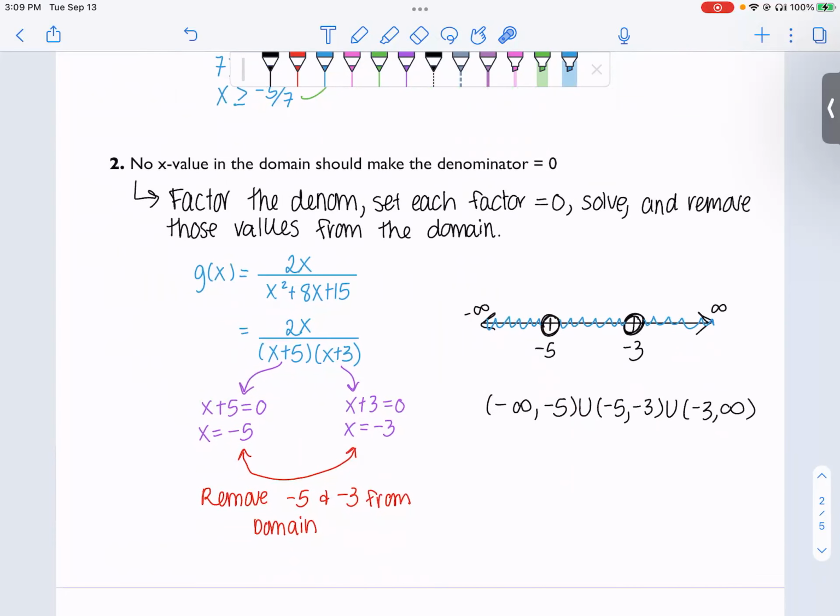The big important thing is that negative 5 and negative 3 are excluded values. They are not in the domain of our function. Every other number is, except for negative 5 and negative 3.